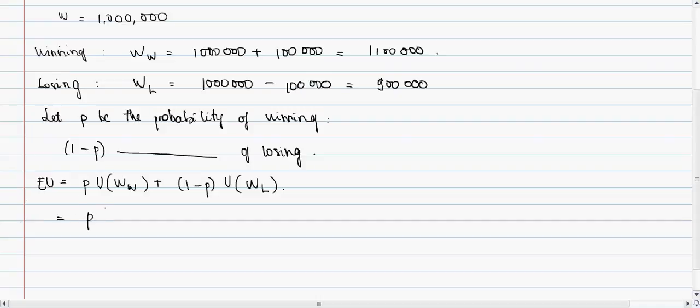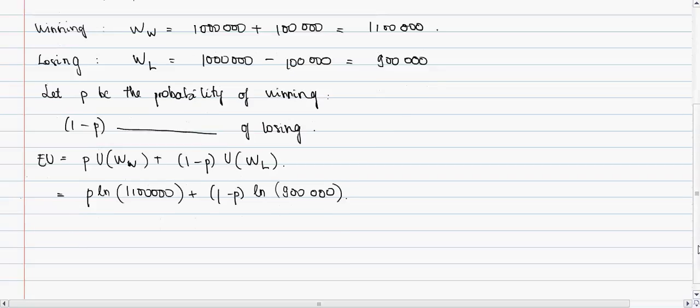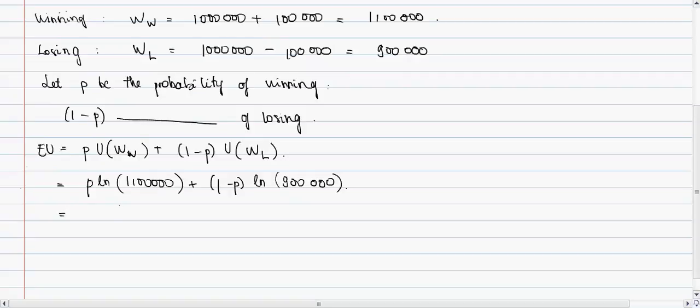So we get P times the log of the total amount of money in the case of winning, which is 1,100,000, plus 1 minus P times the log of the total amount of money in the case of losing, which is 900,000. Okay, so if we use a calculator here, we will find that the natural log of 1,100,000 is equal to 13.9, so 13.9 P, plus the natural log of 900,000, which is 13.7, times 1 minus P.